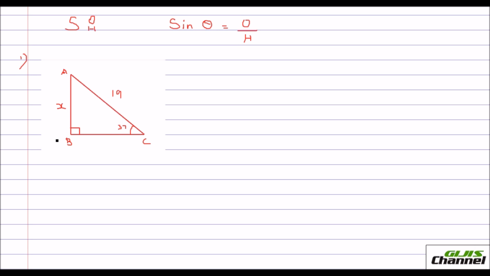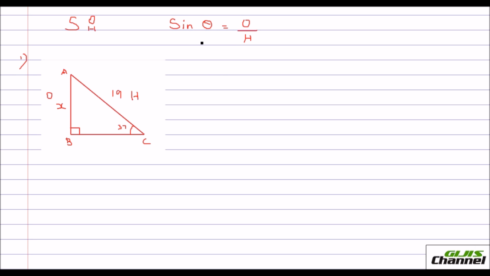Now just remember, we are using sine theta for this. I'll tell you why. Your angle is over here, the side you need to find out is opposite, and the side they've given you is the hypotenuse. So just look at the side you're going to find out and the side you know. That's opposite and hypotenuse, so it should be the sine ratio which you are using here. Understood?